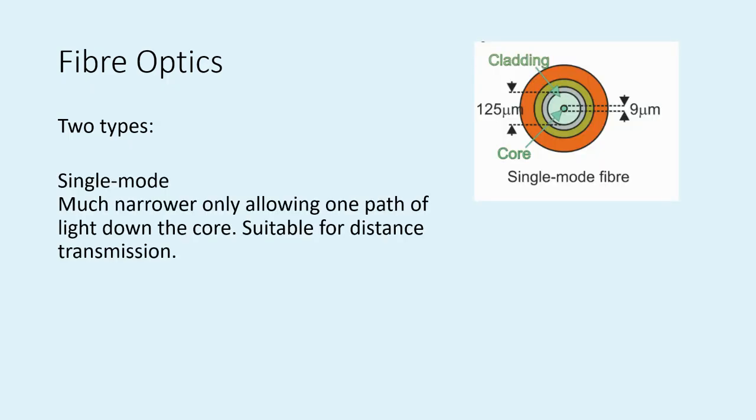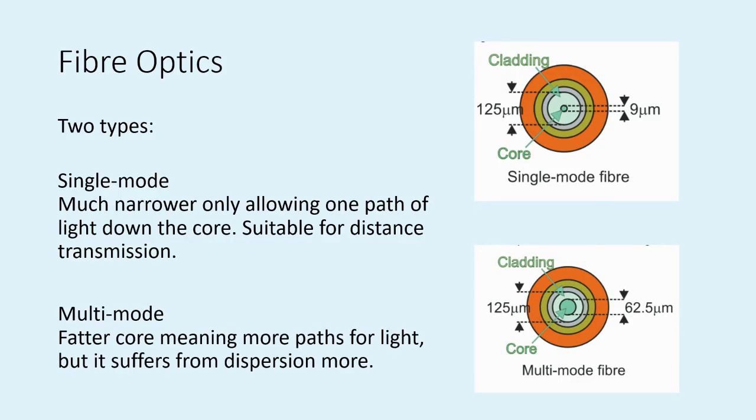There is the single mode, and this is much narrower, and it only allows one path of light down the core. This is particularly suitable for distance transmission. And we also have the multi-mode, and this has a much fatter core, meaning that we can have more paths of light going through. It is cheaper to manufacture, but it does suffer from more dispersion.